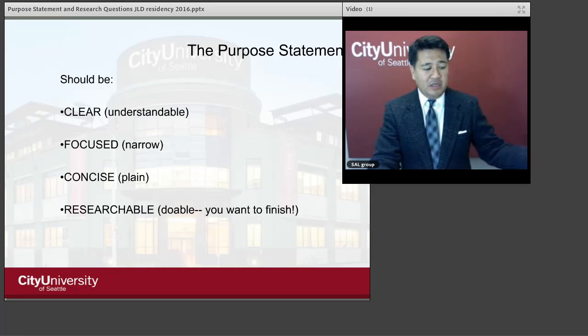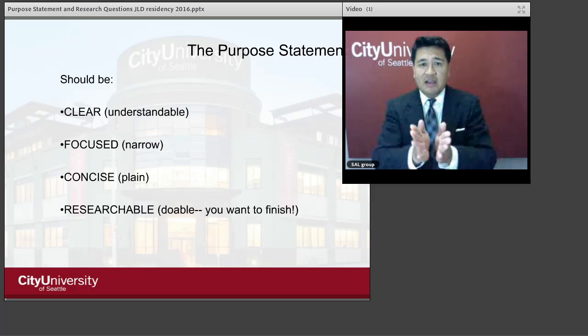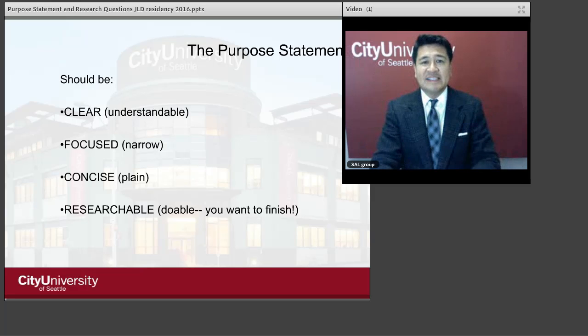Remember that the purpose statement should be clear, it should be focused, it should be concise, and it should be researchable. Is it understandable in plain English? Academic writing, but can anyone understand it? Is it focused? Is it narrow enough? Is it narrowing down the research triangle? Is it concise? I did the session on cutting words out. Do you have all these unnecessary words in your problem statement? And is it researchable?